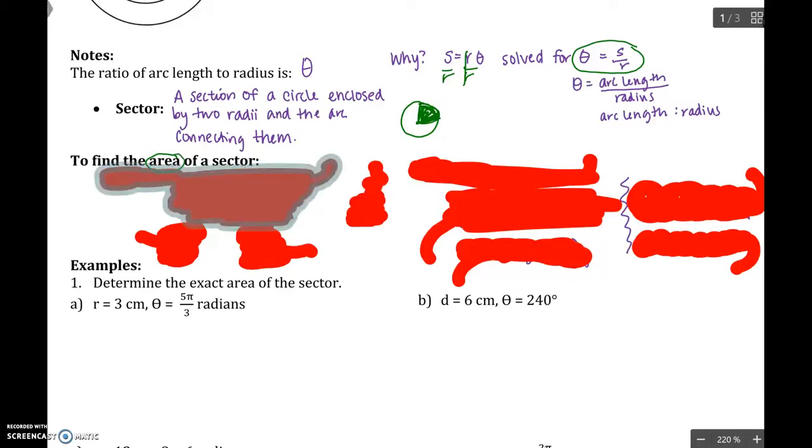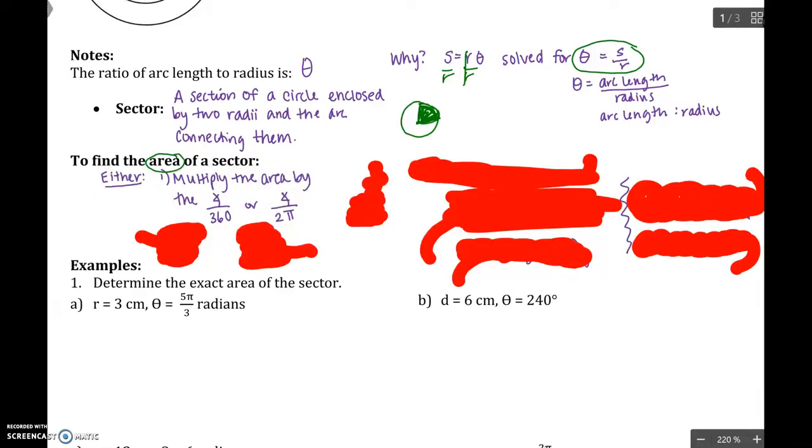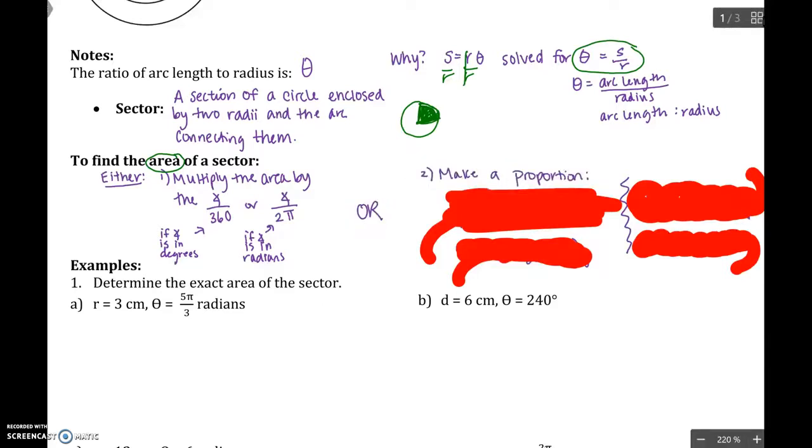So there are two ways to do this. The first is to take the whole area of the entire circle and multiply it by a fraction. Since the sector is only a portion of the full circle, you would take whatever the angle is for that sector over 360 if you're using degrees, or that angle over 2 pi if you're using radians, and you just multiply by it. For example, if it was a 60-degree section, you would say it'd be 60 out of 360 times whatever the area was of the whole circle. So it's 60/360ths. Or you can also make a proportion.